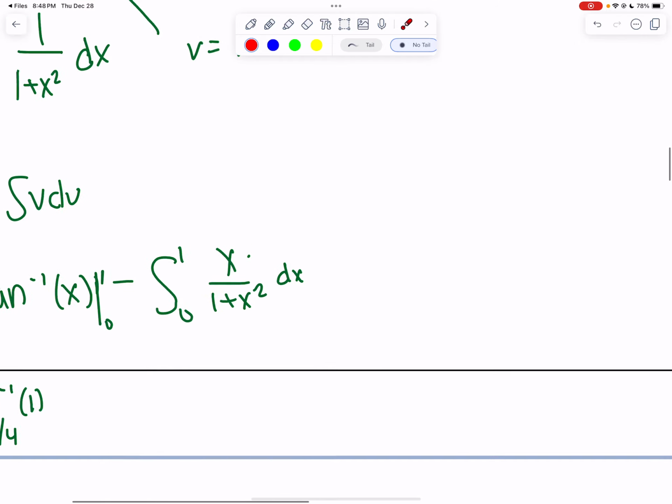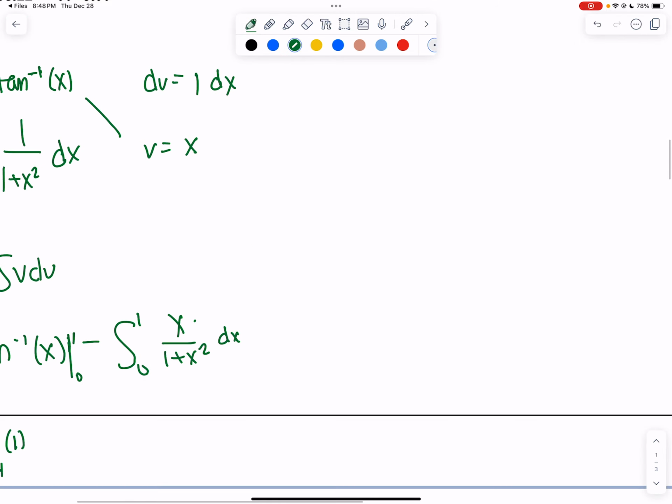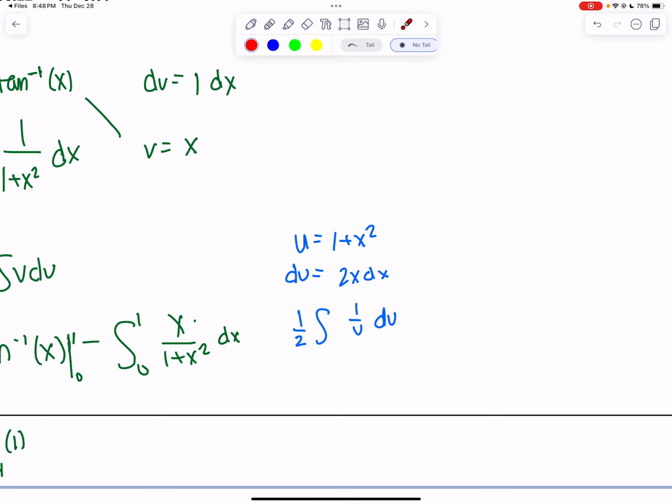u sub. So I have u to be 1 plus x squared. I have du to be 2x dx. And if I were to use u sub, I get 1/2 the integral of 1 over u du. Now, because I'm changing my bounds of integration and using u sub, I need to change my bounds. So they can't be from 0 to 1 anymore. It has to be from 1 to 2.